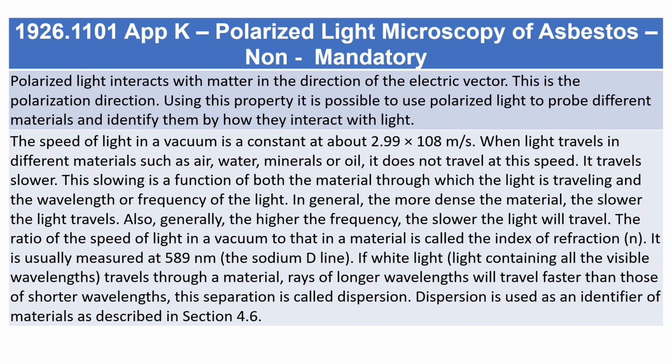The ratio of the speed of light in a vacuum to that in a material is called the index of refraction, n. It is usually measured at 589 nanometers, the sodium D line. If white light, containing all the visible wavelengths, travels through a material, rays of longer wavelengths will travel faster than those of shorter wavelengths. This separation is called dispersion. Dispersion is used as an identifier of materials as described in section 4.6.